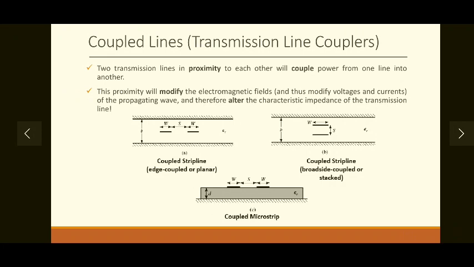Okay, when two transmission lines come in proximity to each other, one will couple power from one line to another line. Okay, that's why they are called couplers. So whenever we require to double the power or increase the power during the propagation, then we use couplers. When we want to divide the power or decrease the power, then we use power dividers.